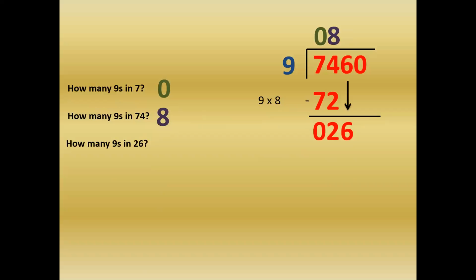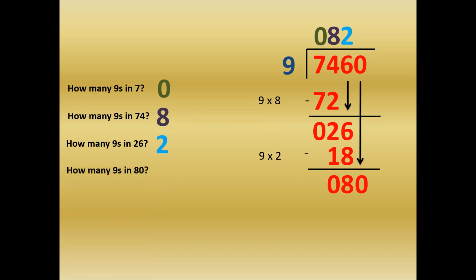And how many 9s go into 26? 2. So we put a 2 above the 6. Then we have to do 9 times 2, which is equal to 18. We do 26 minus 18, which is equal to 8. Then we have to take down our 0.